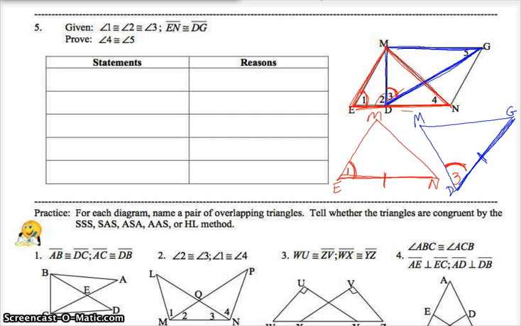Okay, so let's fill out the given. Let's think about this for a minute. While we're thinking, we can fill out the given. Okay, let's go back. So we know that these parts were given. What else do we know? We're trying to prove that angle 4 is congruent to angle 5. So do they share a side? No, there's no shared side.